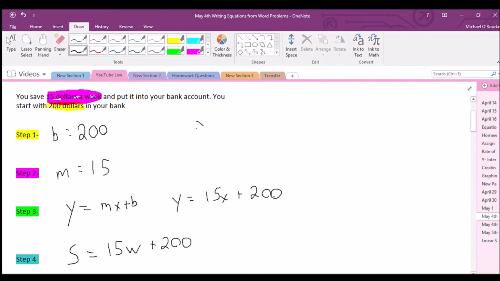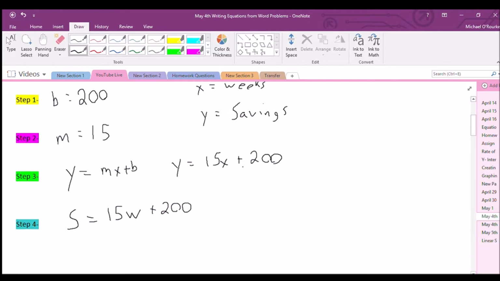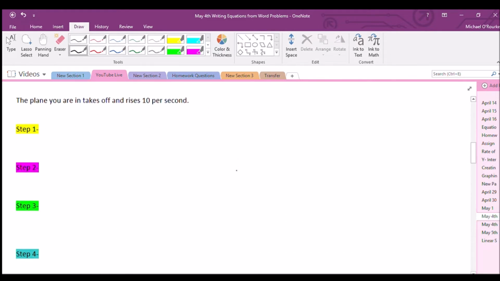Almost what I should include here is x equals weeks, y equals savings. Okay? Let's do another one here. And we'll figure out what x and y equal as we go.